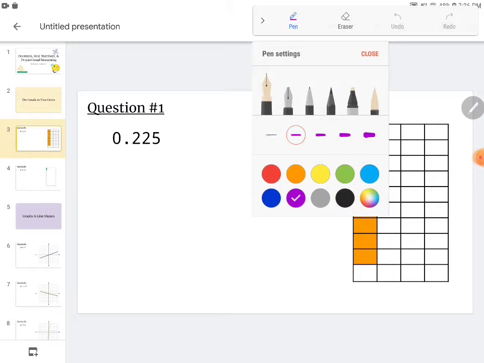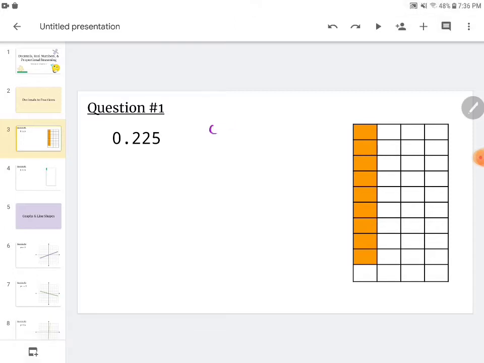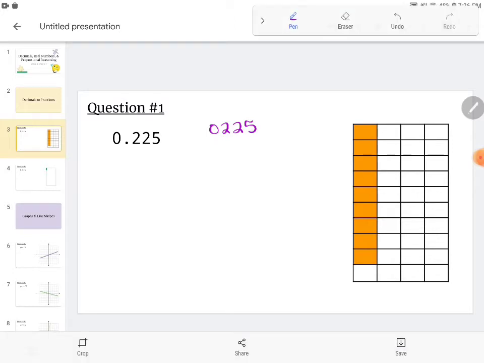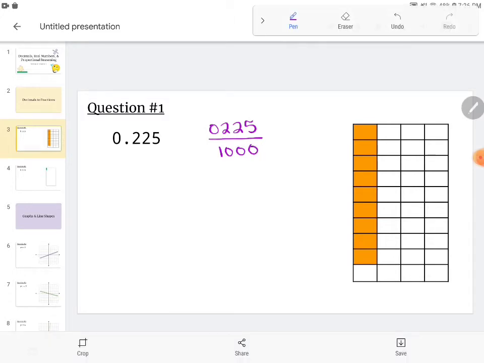In order to do that, we are just going to turn our decimal into the number 225, and all we're going to do is divide that by 1,000 since there are 4 digits there. And that's our fraction. Now the fun thing about this is our fraction can be simplified. Right off the bat, we'll notice that 225 and 1,000 are both divisible by 5.